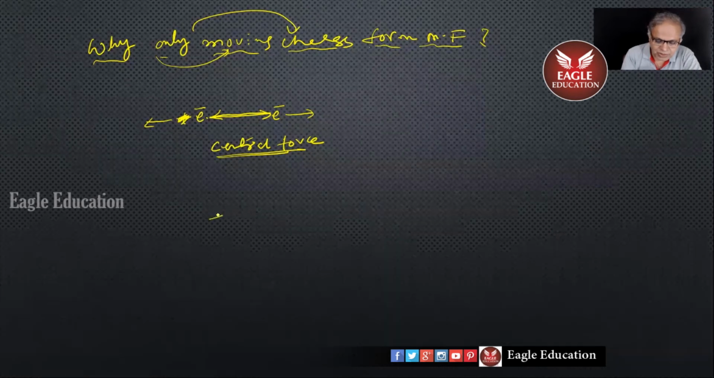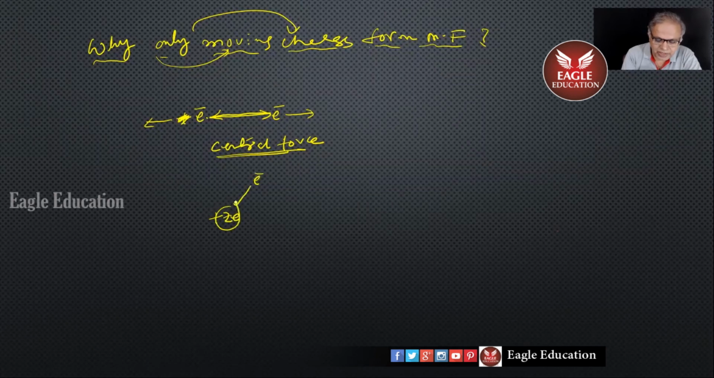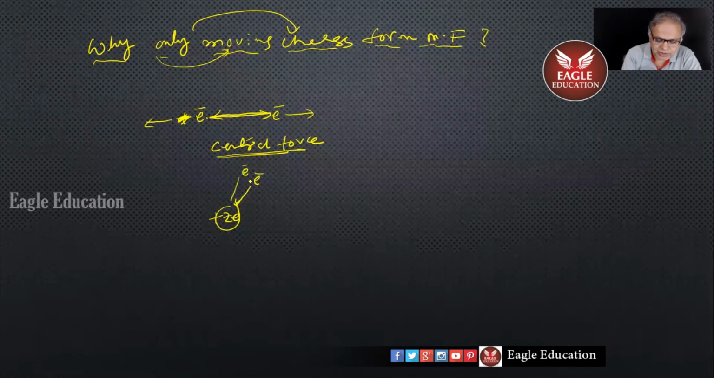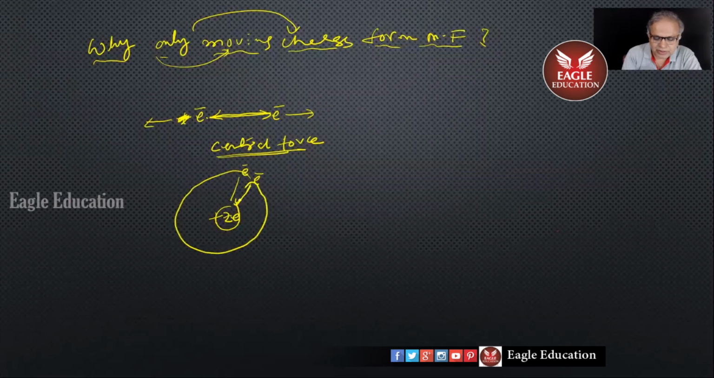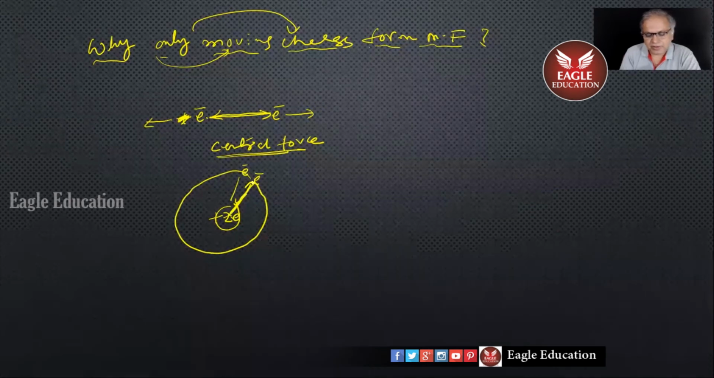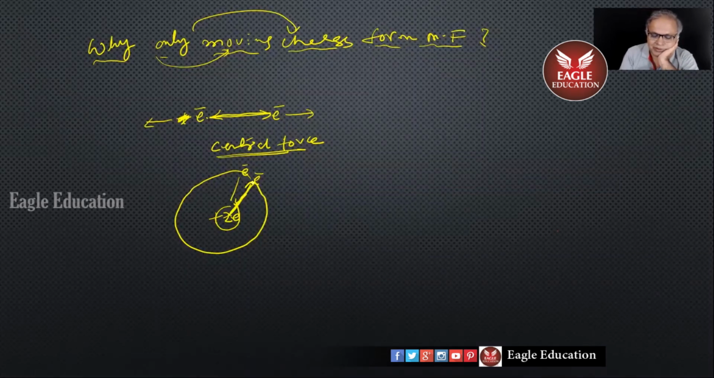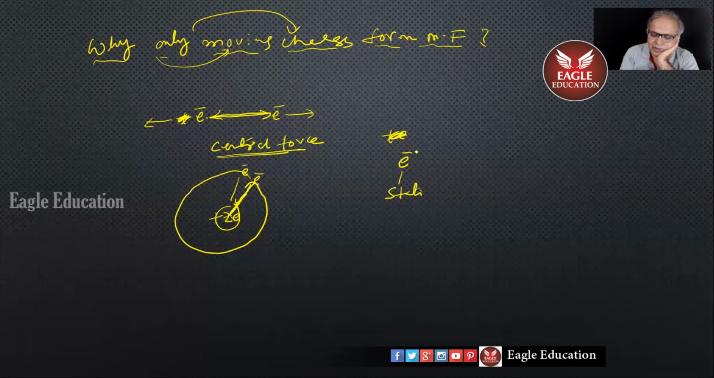If there is a nucleus here, then when an electron goes around it, every time the force is towards the center, along the line joining the center of the nucleus to the electron. Yes, when an electron is stationary here, if one electron is brought near it, it will be repelled like this.